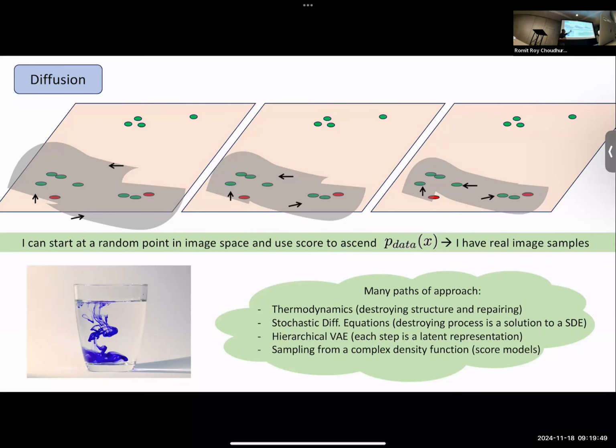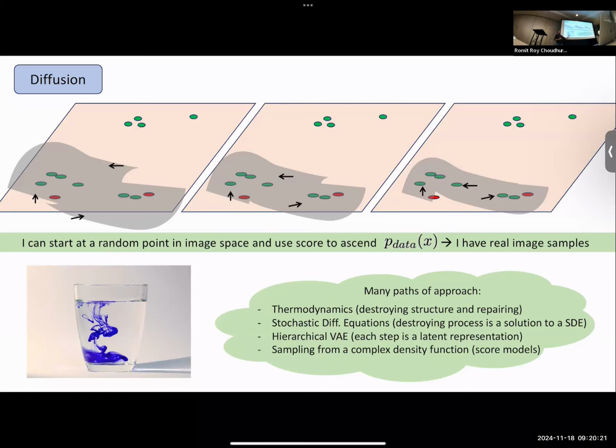And there are people who have looked at diffusion as a hierarchical VAE. We're going to look at that as well. But the big takeaway is the quote from the person who created diffusion. Going from images to noise is easy. Going from noise to images is called generative models. So this is the big philosophy, the big takeaway point.